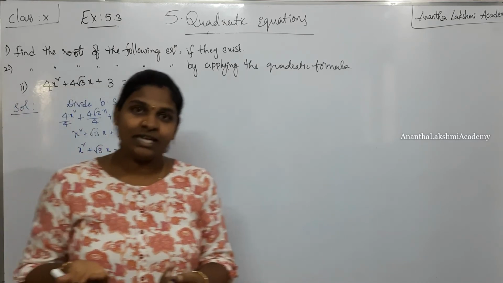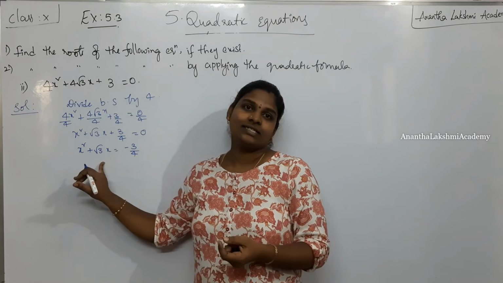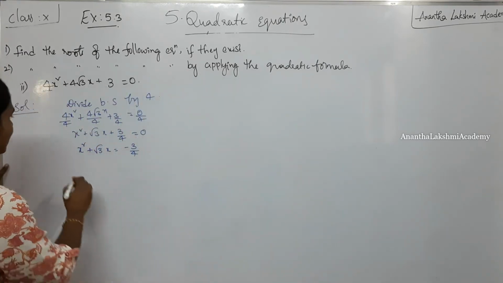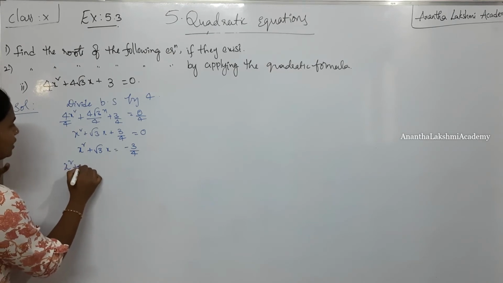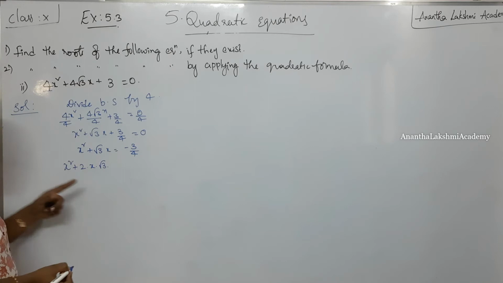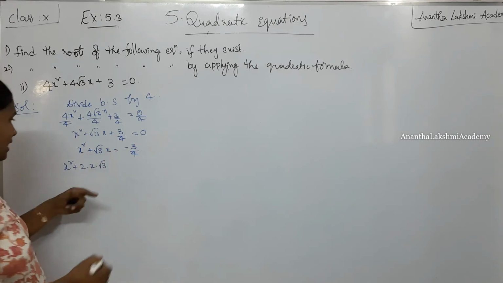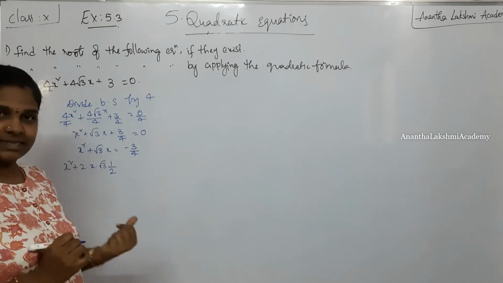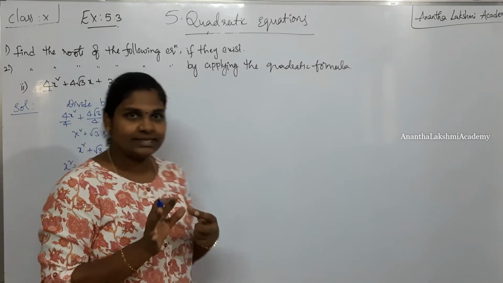What is step 3? We need to write the LHS as (a plus b) whole square. How do we write it? First thing we need to do is x square plus 2 into x into root 3. Now this becomes 2 root 3, which is not satisfying. So this needs to be multiplied with 1 by 2 again, isn't it? That is what we were discussing, no?